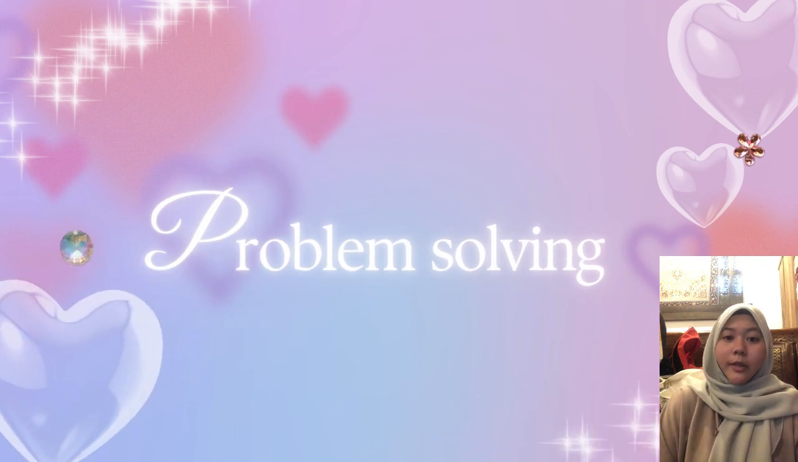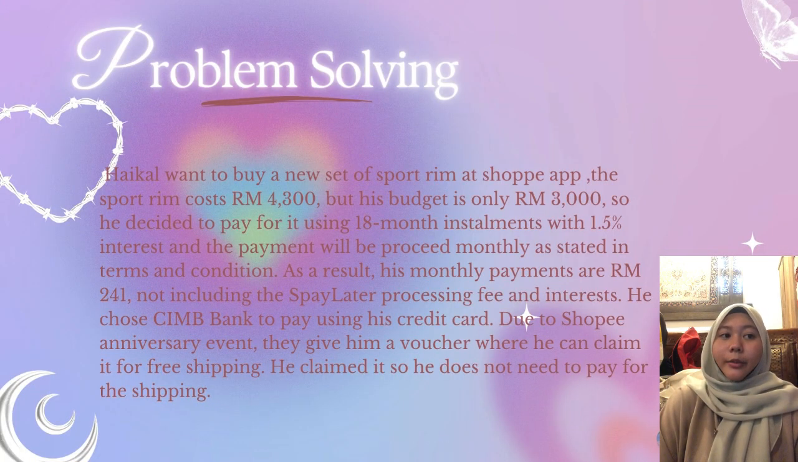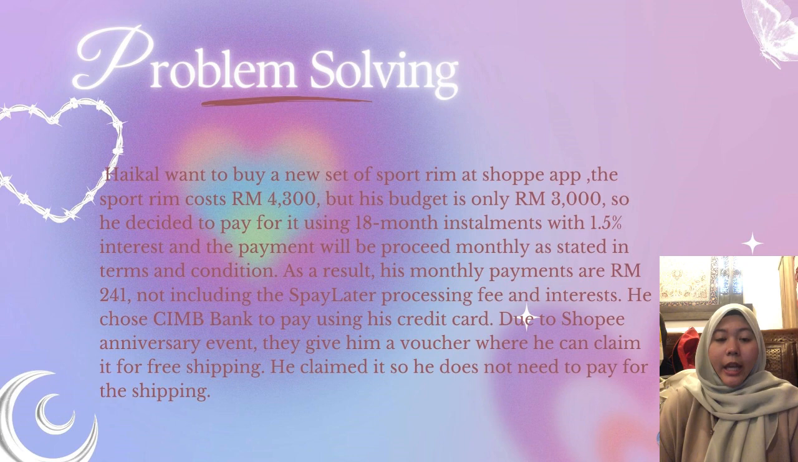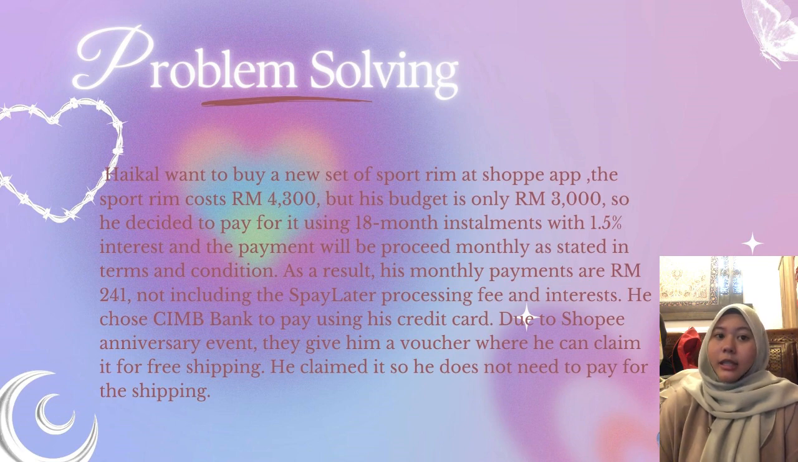Let's move on to problem solving. Haikal wants to buy a new sport room set on the Shopee app. The set costs him 4,300 ringgit, but his budget is only 3,000 ringgit. So he decided to pay using an 18-month installment with 1.5% interest, and the payment will be processed monthly as stated in the terms and conditions.